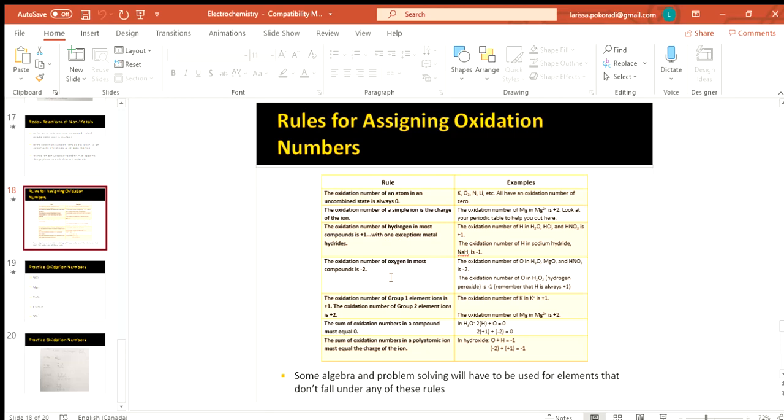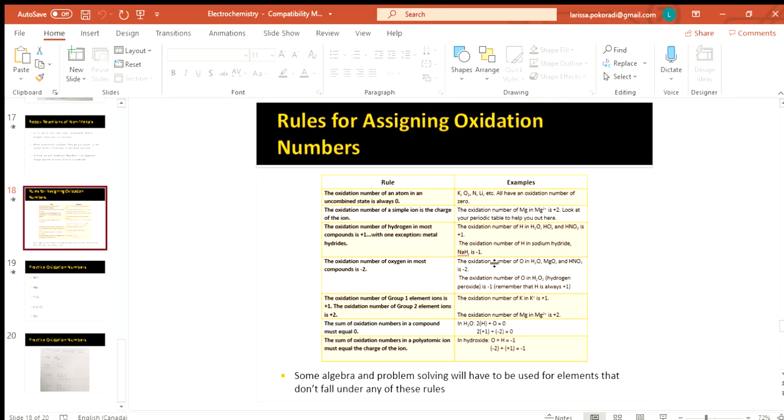The next two rules have to do with certain types of elements, the first one being hydrogen, where pretty much always hydrogen is going to be a +1, except if we're dealing with hydrides. So hydrides are when we've got a compound with a metal first and a hydrogen last. And in those instances, the hydrogen is going to be -1, which makes sense because any other time we've done a crisscross, the thing that's in the back is always going to be a negative charge. So still a 1, but it's going to be a -1 for its oxidation number.